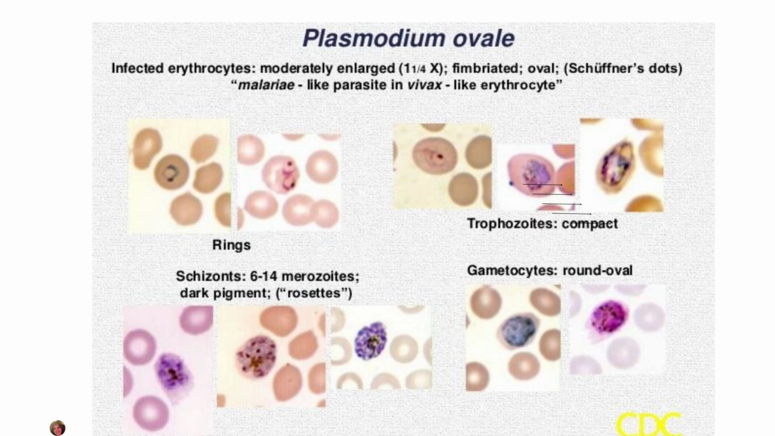Next, you have Plasmodium ovale. Again, the size of the infected RBC is increased a little bit, and again, it also has Schüffner's dots like the last one. Okay, so it can have ring forms, the trophozoites, and the schizonts. And again, the different thing here from the previous one is that its schizonts have pigment, okay. The dark pigment is seen in the schizonts of ovale as well as Plasmodium malariae. And of course, the gametocytes are round to oval. It has ring forms and trophozoites and pigmented schizonts.